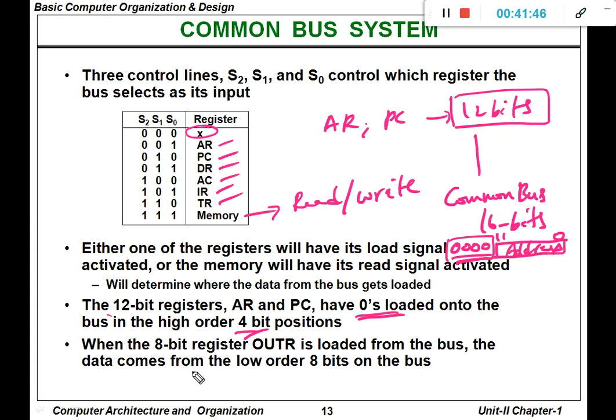Similarly, we have already discussed that for OUTR as well as INPR, because they are 8-bit registers, they use the low order 8 bits on the bus, and the high order 8 bits will be filled with zeros. From 0 to 7, the actual content of OUTR will be stored. Like this, we can understand the functionality of registers in a computer system.